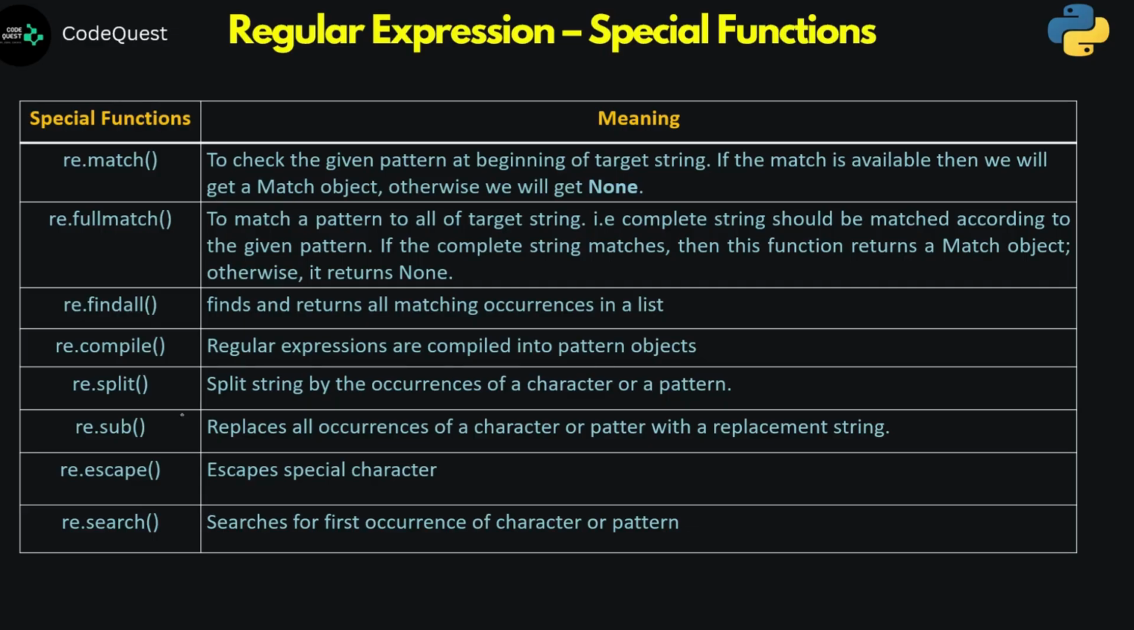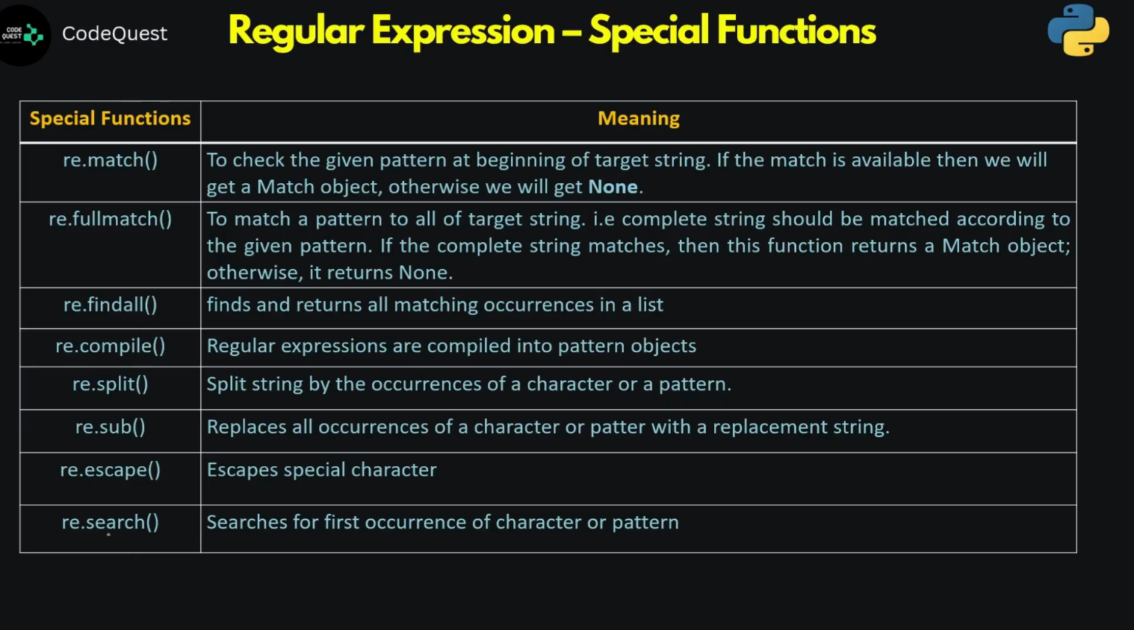And your sub function is going to replace all the occurrences of a particular character or a pattern, in fact, with a replacement string. The escape function is mostly used to escape special characters. Usually what happens when I give a slash followed by a particular alphabet is that it has a special meaning. Now, if I want to remove that, in that case, I can make use of your escape function.